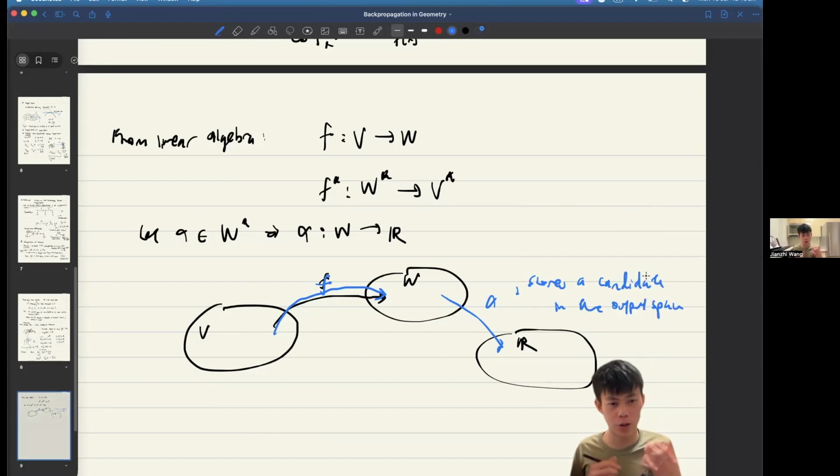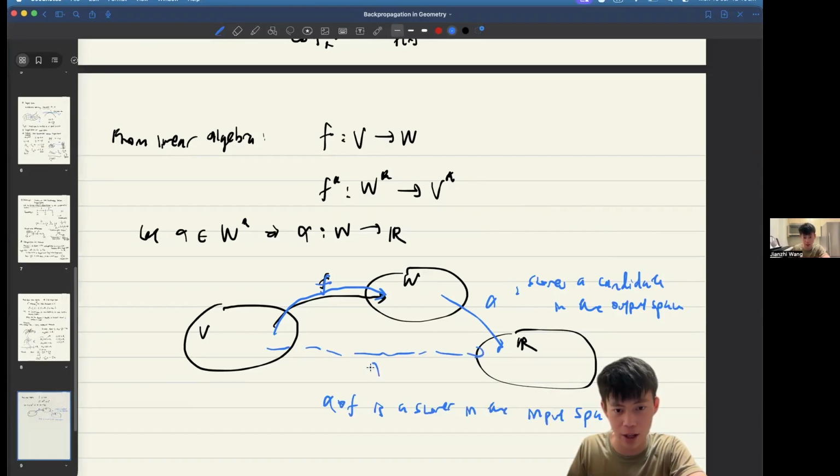Now suppose I want to score something in the input space. What can I do? Well, I can just transform it into the output space via f, and I score it, right? So alpha composed with f is a scorer in the input space. So there is this correspondence between this alpha here and the alpha composed with f.